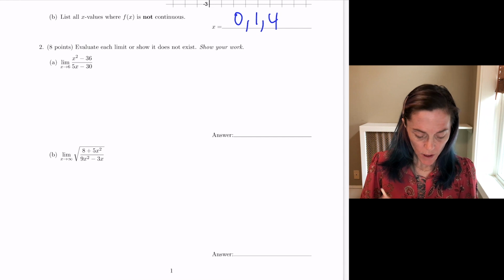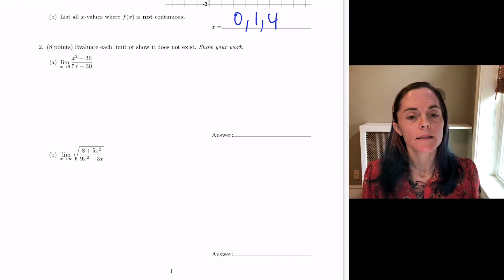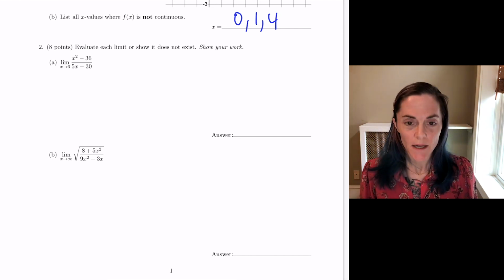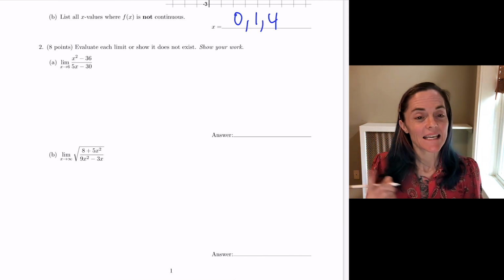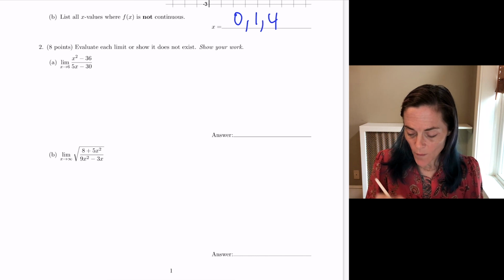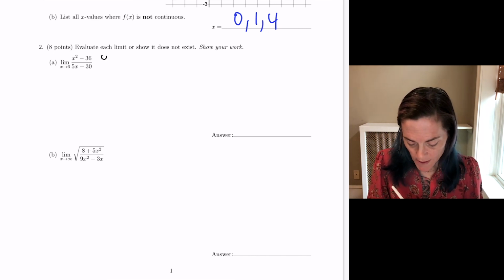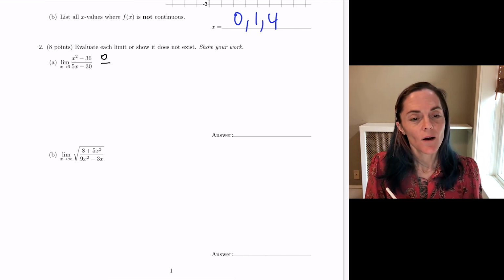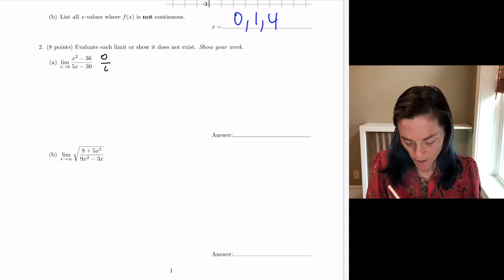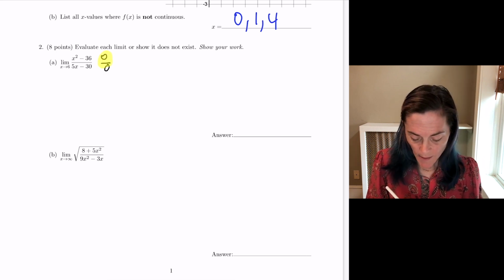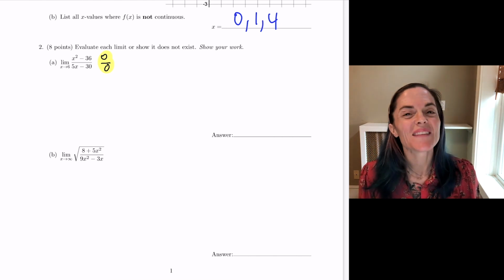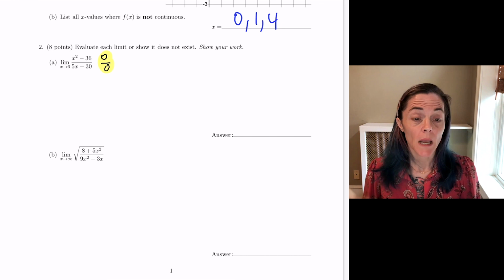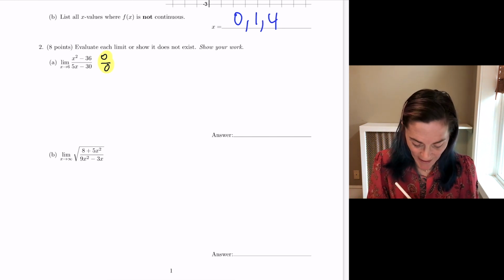Next, we have 2 questions on limits. Evaluate each limit or show it does not exist. So this first one is a limit at 6. Thinking about what's happening here, we have 36 minus 36 over 30 minus 30. This does not say the limit does not exist. This is an indeterminate form that tells us we need to do algebra, do some more work here.